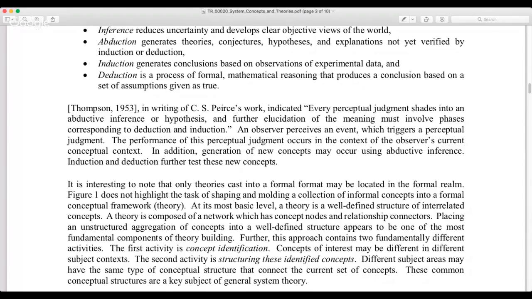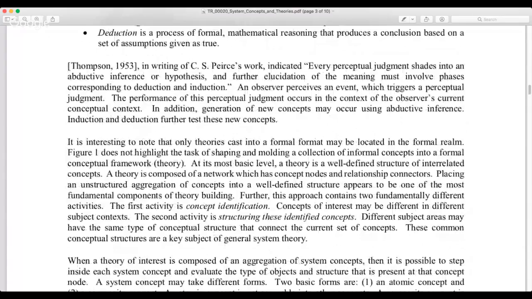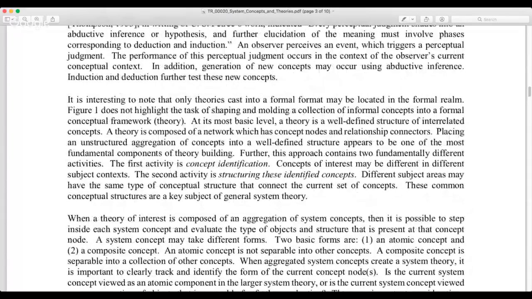Okay. Again, it's interesting to note that only theories cast into a formal format may be located in the formal realm. That's going from the informal to the formal, which is interesting because at first, when you have a theory, it's informal. You cast it in a formal format, then you test it to see whether or not it holds. So there's that process of refinement and testing and verification and validation. And of course, it can always change. You always have some new information that completely discounts or shows that your theory is wrong.